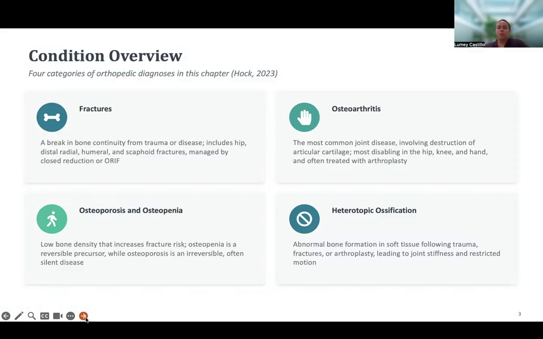So the condition overview. The first that we have here is fractures. That is a break in a bone's continuity from trauma or disease, including hip, distal radial, humeral, and scaphoid fractures, managed by closed reduction or ORIF. The second one is osteoarthritis, the most common joint disease involving destruction of articular cartilage, most disabling in the hip, knee, and hand, and often treated with arthroplasty.